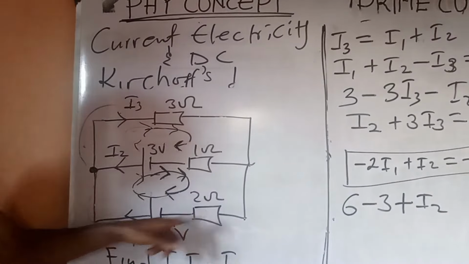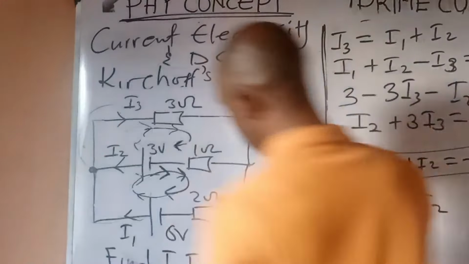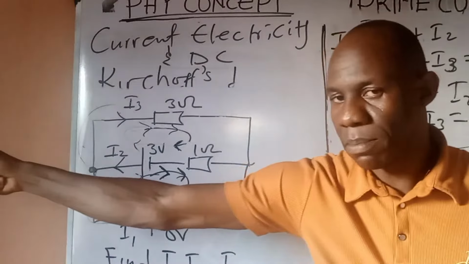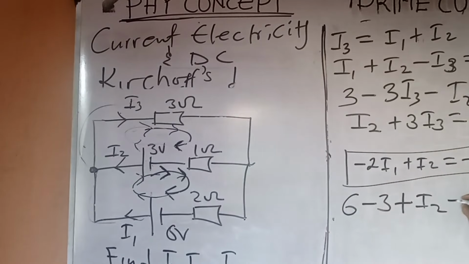Then I have this one left. So for this one, my loop is also moving like this. You can see my loop is going backward. Current is also going backward. So it's negative.